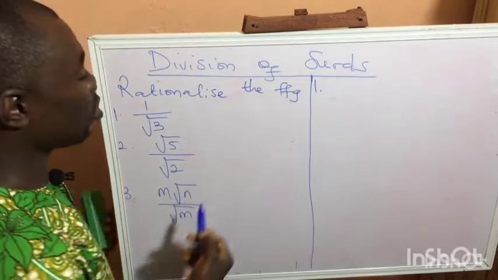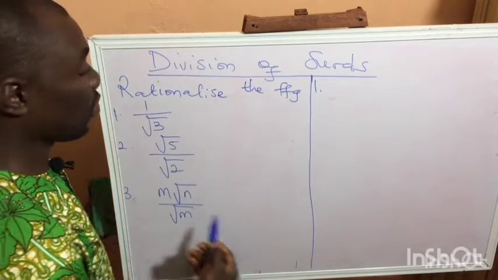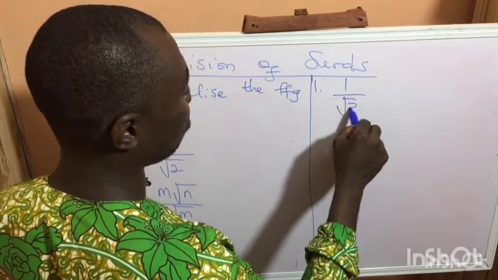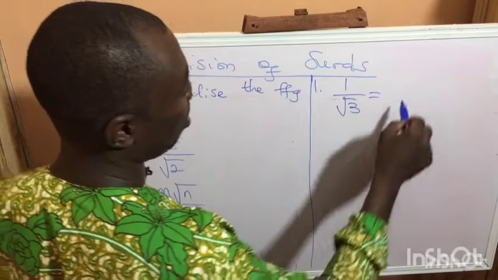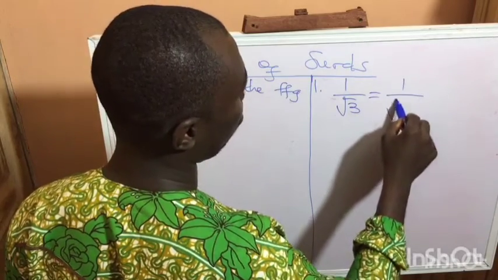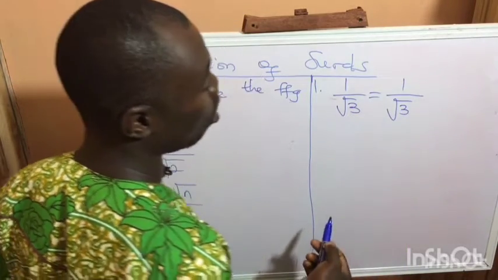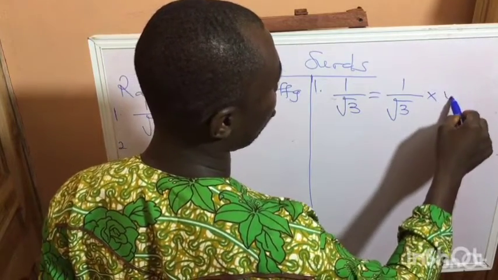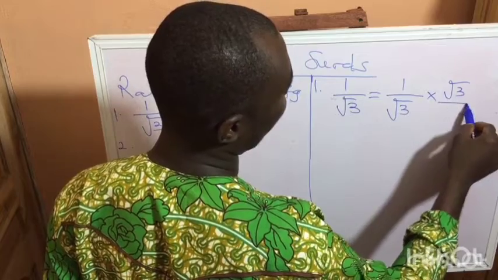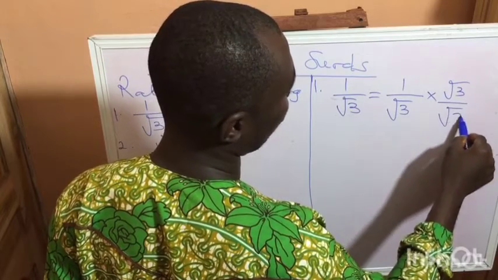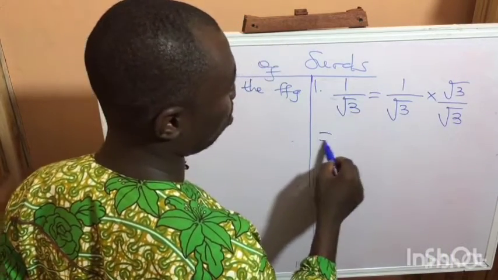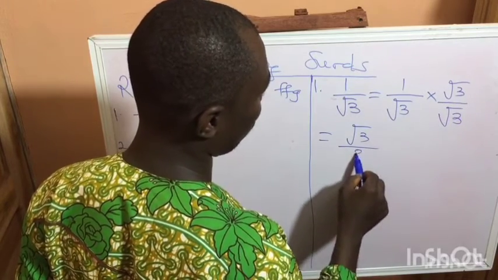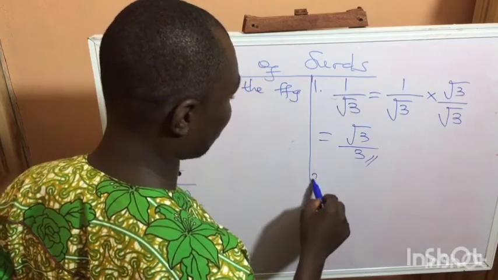We have to rationalize the following: 1 over root 3. I told you that to rationalize means to multiply both the numerator and the denominator by the denominator of the surd, and the purpose is to change the irrational value of the denominator to a rational value. So 1 times root 3 will give us root 3 over 3. We've rationalized that.